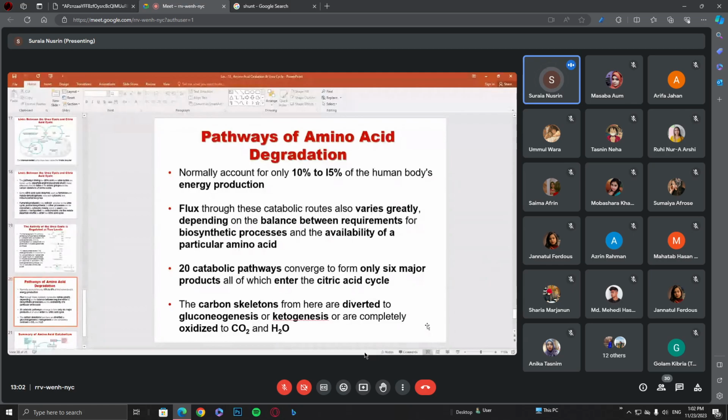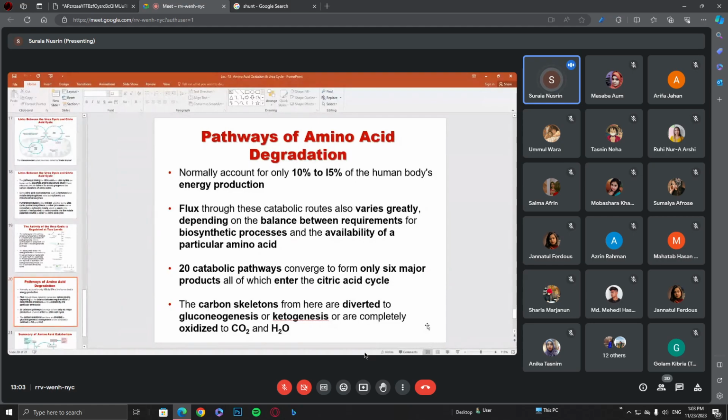Okay, now in the case of mammals, we humans get 10 to 15% of our energy from amino acid degradation. Obviously, whether an amino acid will be catabolized or not depends on the balance between the requirements of protein biosynthesis and whether the amino acids are available or not. So that will decide whether the amino acid will be catabolized or not.